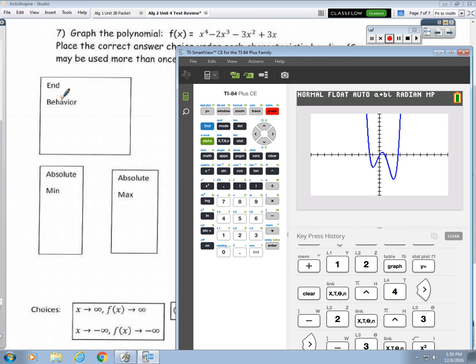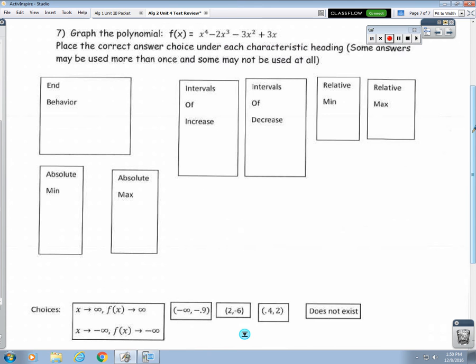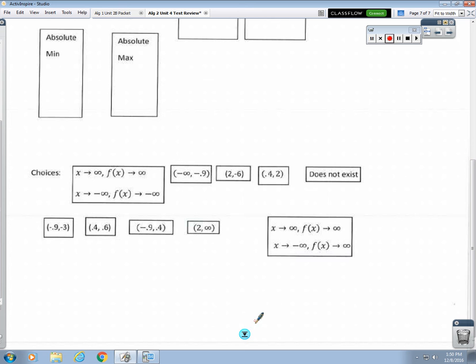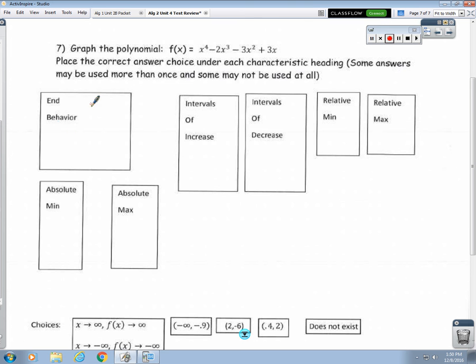Okay, so first let's talk about end behavior, because that's the first box. As I go right or as I go left, what are the y's doing? Up. Now, how many boxes down here represent end behavior? 2 of them, right? Well, which one says that you go up on both sides? This one. So you're going to write this up here.